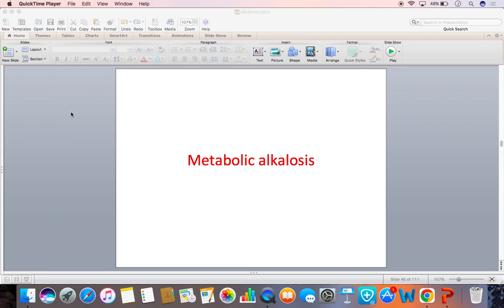So by and large, what are the determinants of acid-base disturbance? PCO2 and bicarbonate. Then hydrogen ion concentration. Hydrogen ion concentration is inversely related to the pH of the blood. At a pH of 7.4, hydrogen ion concentration in the serum is around 40 nanomoles per liter.